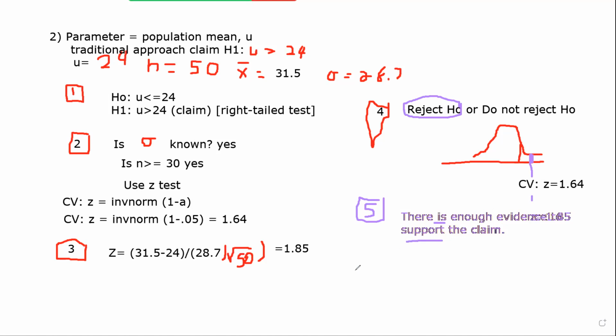Most of the rest of these questions are straightforward. Not all of them have the same alpha, okay? So be careful of that. But that's how hypothesis testing works. Okay, and that's an example of hypothesis testing.